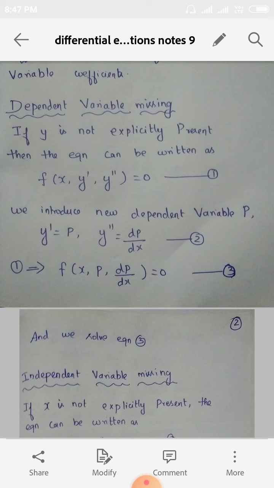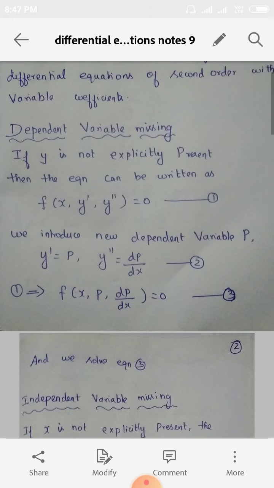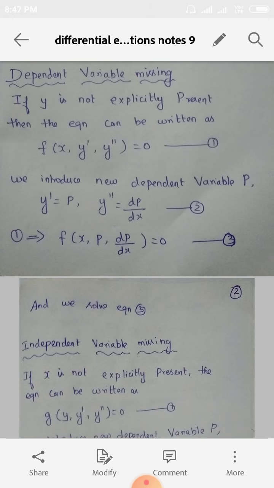Now, see the first equation, f of x comma y dash comma y2 dash. In the place of y dash and y2 dash, we substitute p and dp by dx. So the first equation becomes f of x comma p comma dp by dx is equal to 0. Mark it as equation number 3. We solve equation 3 and we get the solution. This is the first method.